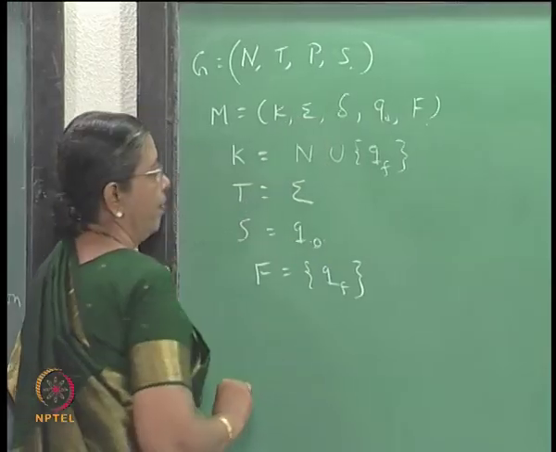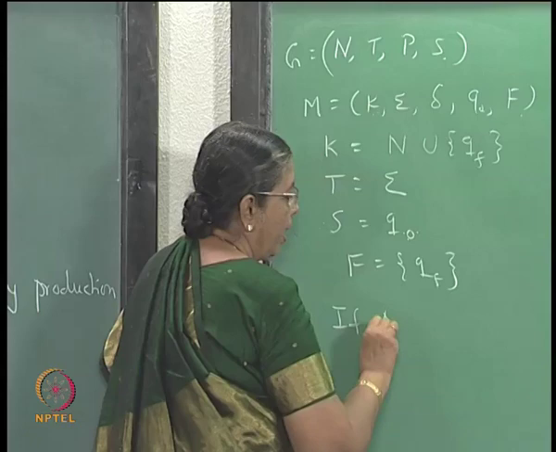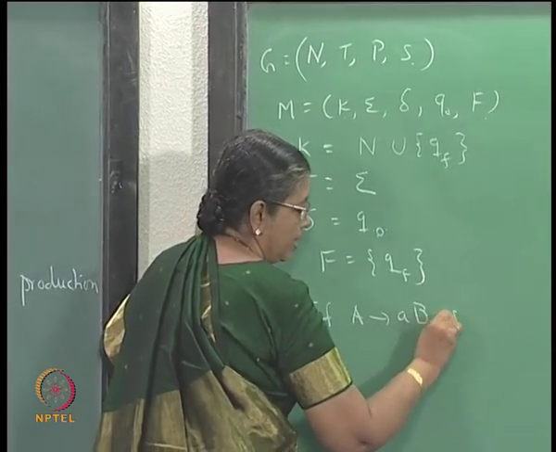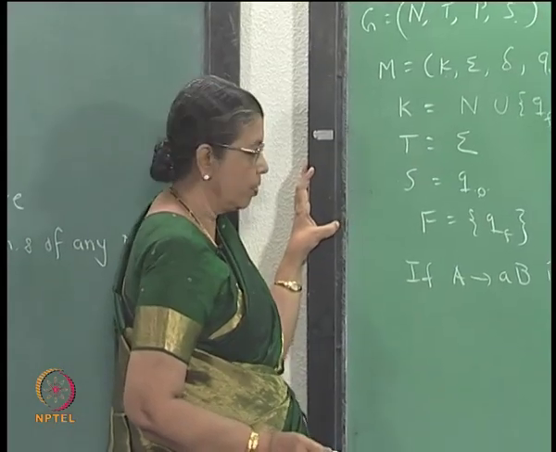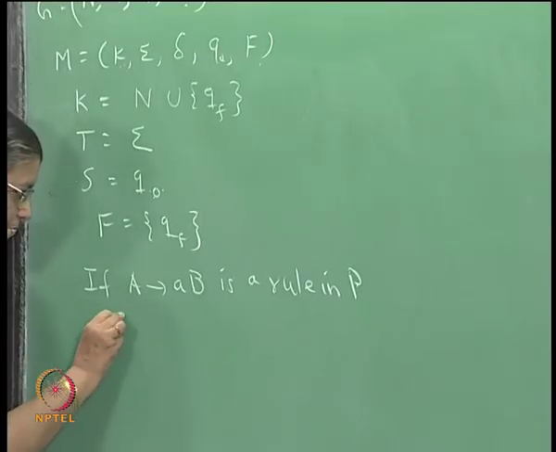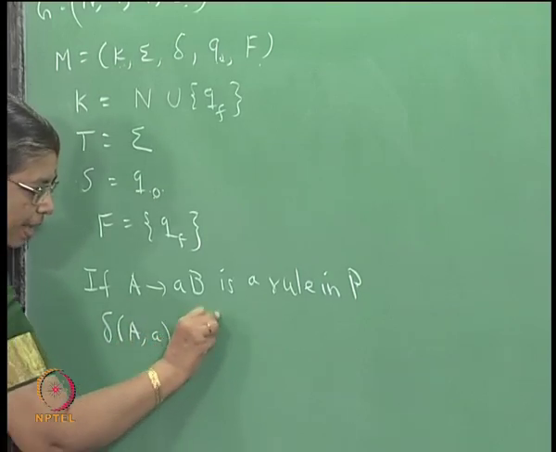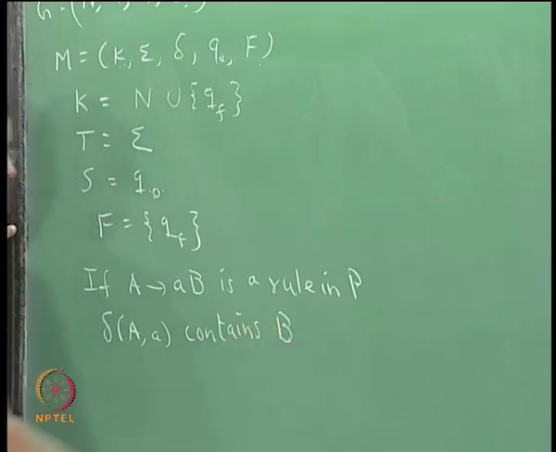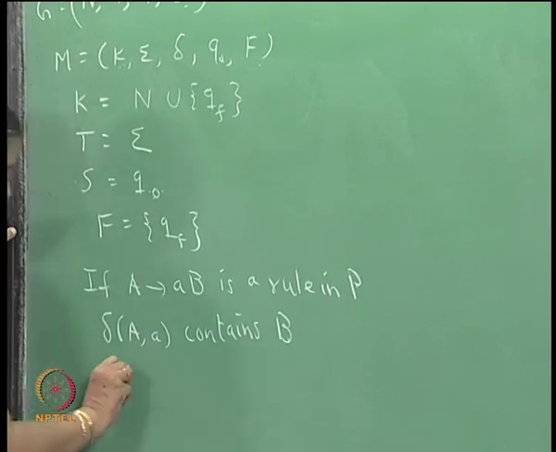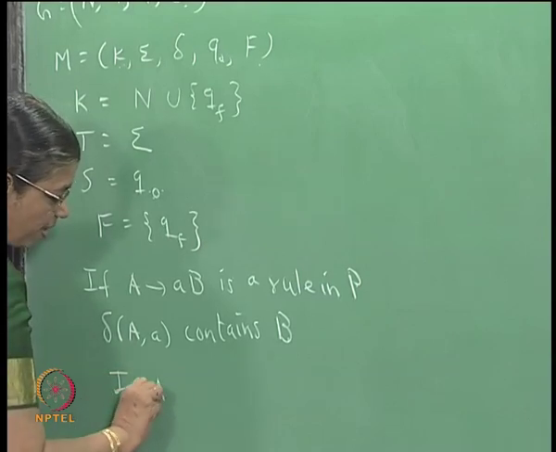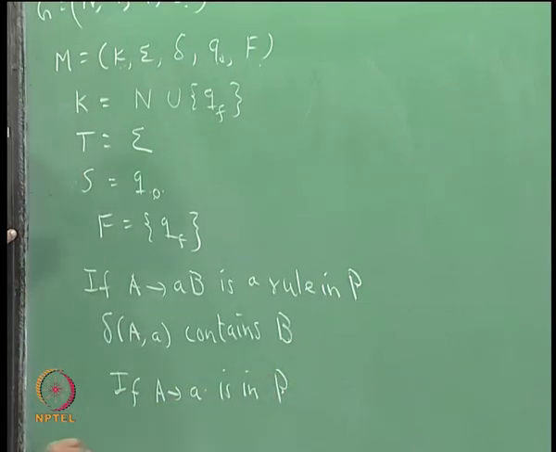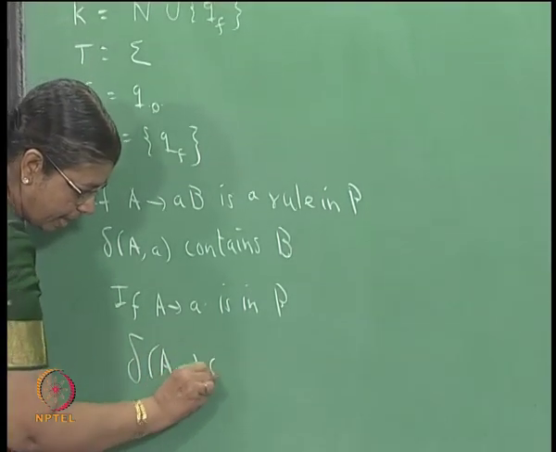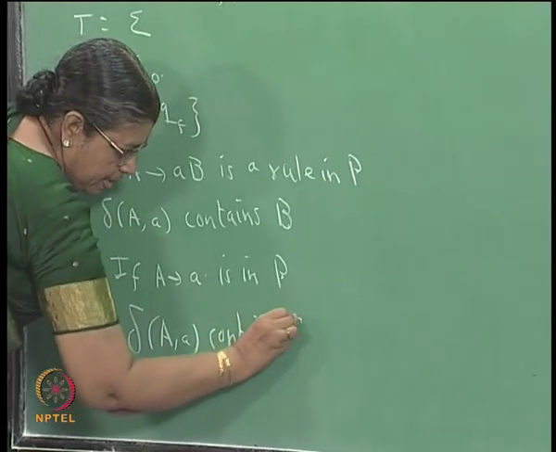How do you define delta? If A goes to aB is a rule in P, you have delta of (A, a) contains B. In the automaton you have delta of (A, a) contains B. And if it is a terminal rule, if A goes to a is in P, it is a terminal rule, then delta of (A, a) contains qf.